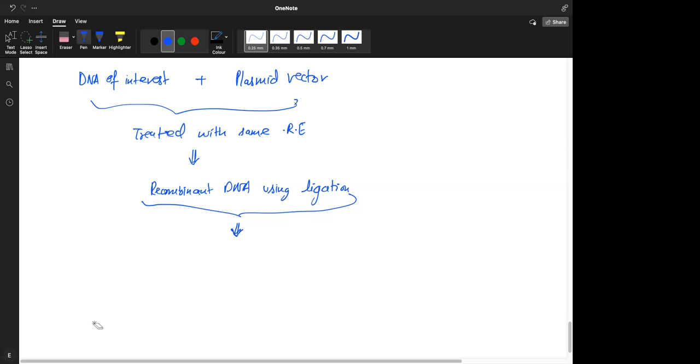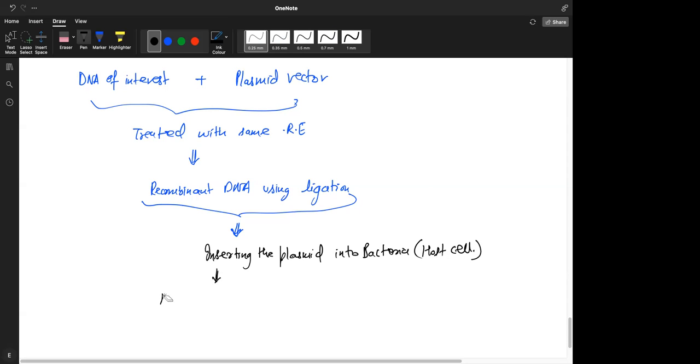Now this forcing, we have given a very beautiful technical term to it: we are making the bacteria competent to take up the DNA. That's called competent cells. So the next thing is inserting the plasmid into bacteria, which is our host cell here. And for this to happen, we have to make the bacterial cells competent.